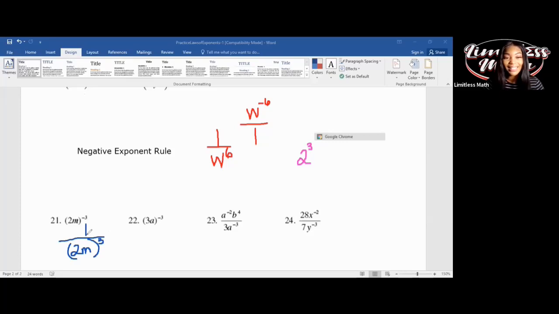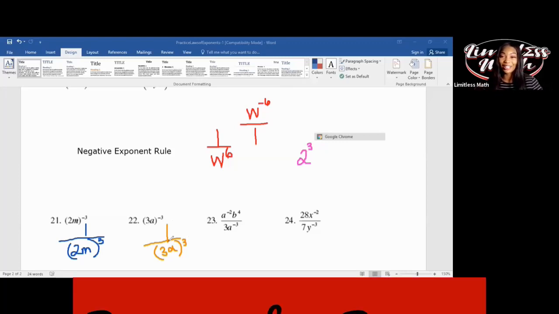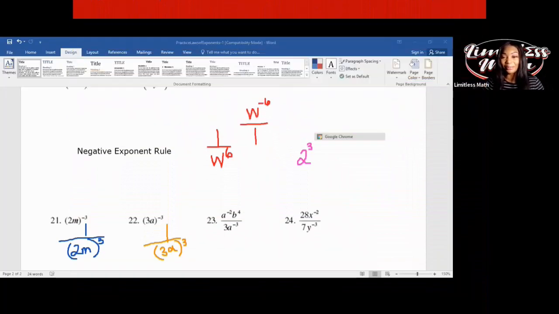Number 22, similar, same thing as 21. You have 3a, right? Not happy, it's raised to a negative 3. Let's make it happy. Let's make it a positive exponent. So we'll move it down to the bottom because right now it's on the top. I know it's on the top because I don't see a fraction. So I move it to the bottom and my negative 3 becomes positive 3. And that's as far as we're going to go with those until we see the next rule in just a moment.